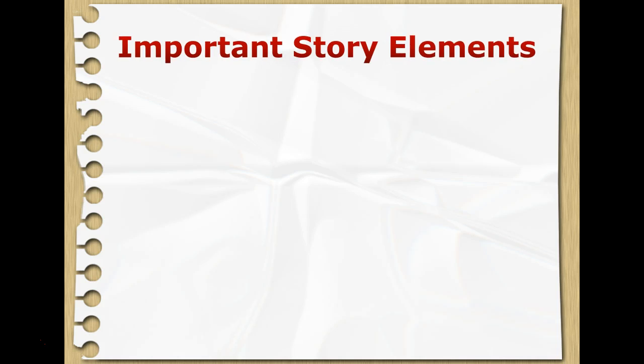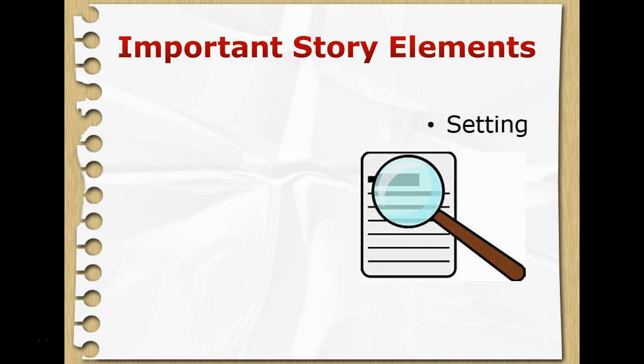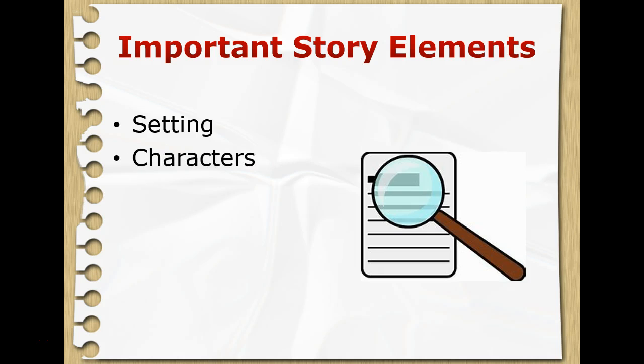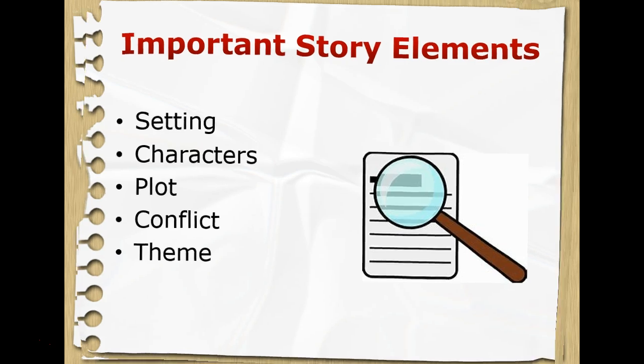Today we're going to talk about important story elements. Those are setting, where the story takes place. The characters, who is the story about? The plot, what is the problem or scene of the story? The conflict also deals with the problem of the story. The theme, what is the overall story about? Let's break these down a little bit further.